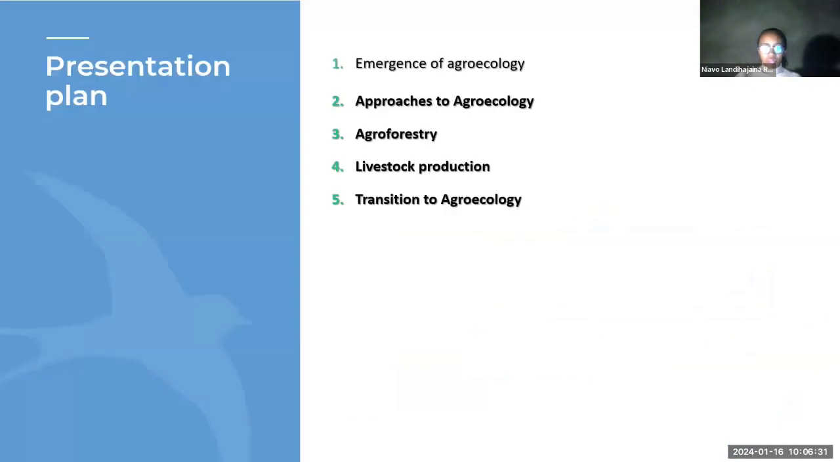So, the plan of this presentation is, first, we will see the emergence of agroecology. It means some history from the beginning of agroecology. Then I will present different approaches to how you can implement agroecology. We will see agroforestry, livestock production, and at the end, the transition to agroecology.